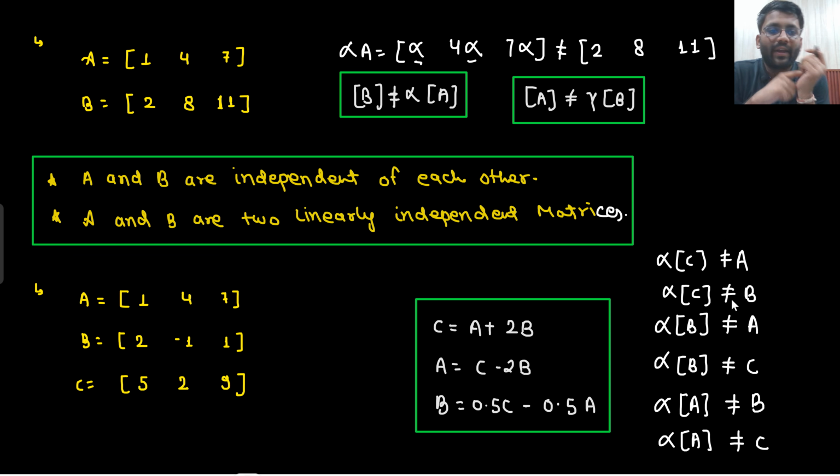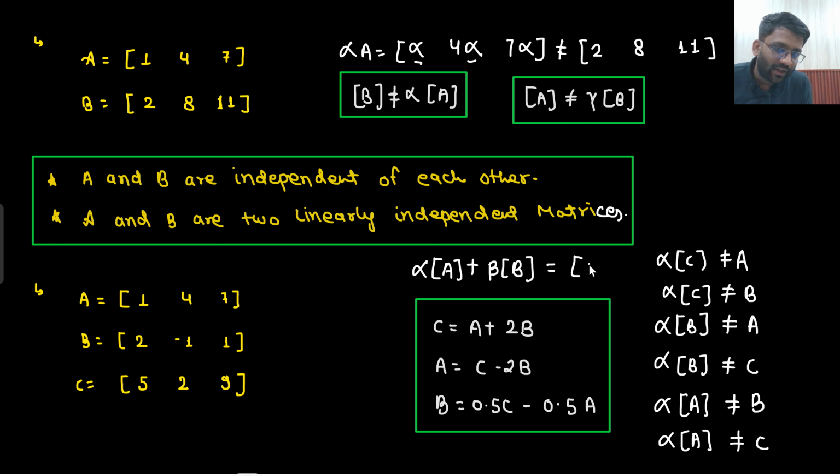But now in your hand, I give you matrix A and B, and then I ask you, with the help of A and B, can you write down C? So in your hand, how many matrices are there? 2 matrices are there. So in your hand, you are having matrix A as well, and you are having matrix B as well. So with the help of A and B, can I write down C? Yes. What will be the value of alpha? Alpha value will be 1, beta value will be 2.